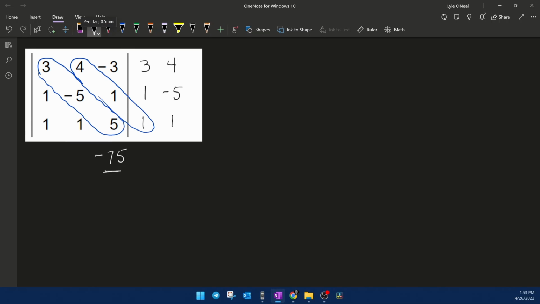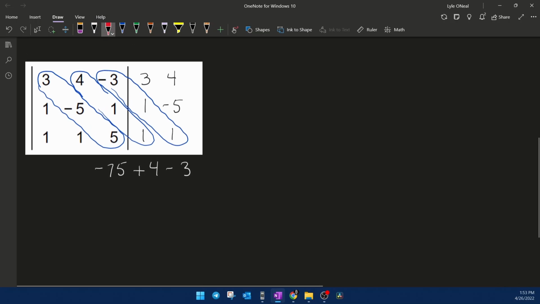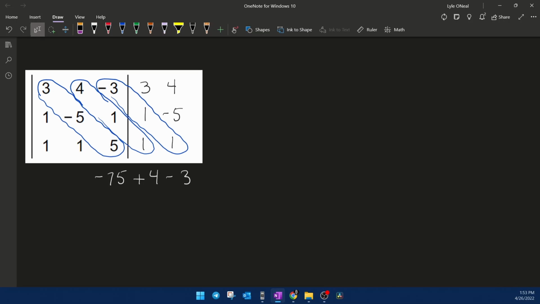That's going to give us positive 4, and then one more diagonal, and then we run out of numbers. Negative 3 times 1 gives me negative 3, and that is the first step of the technique.